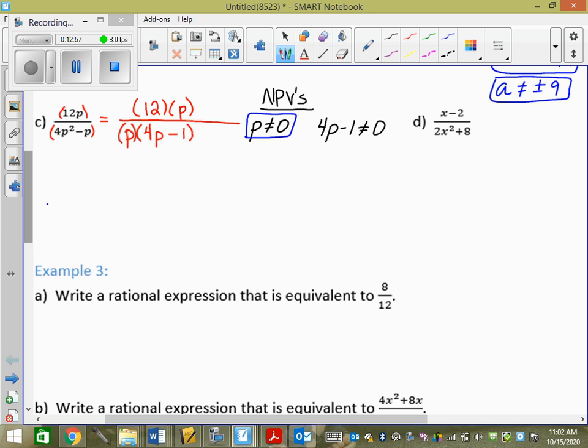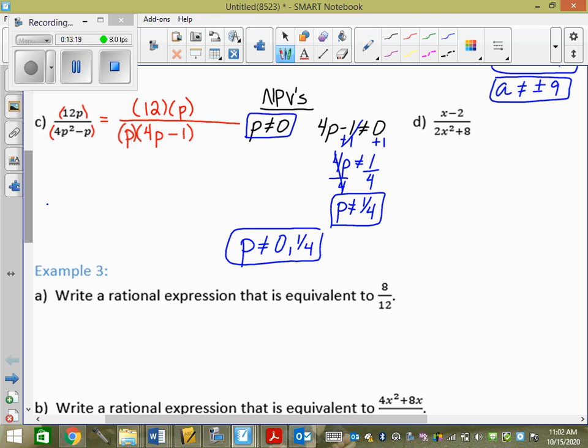It's already solved. The other one I have to get P by itself, so I'm going to add 1. 4P cannot equal 1. Divide by 4. P cannot equal a quarter. So my NPVs are P cannot equal 0 and a quarter.